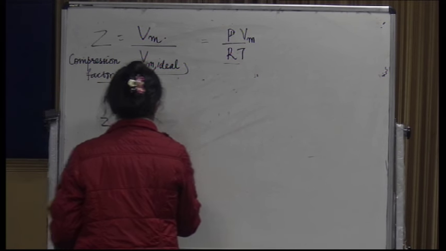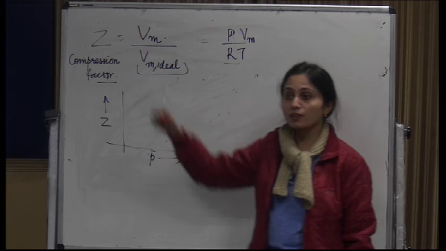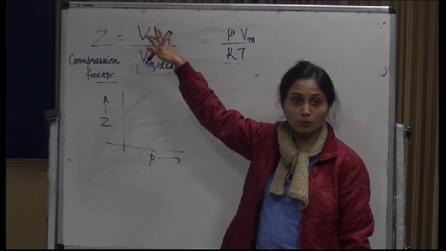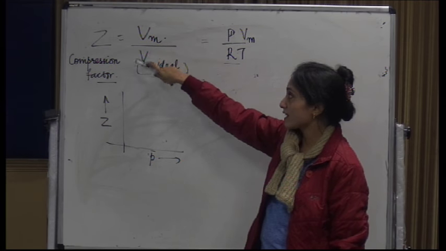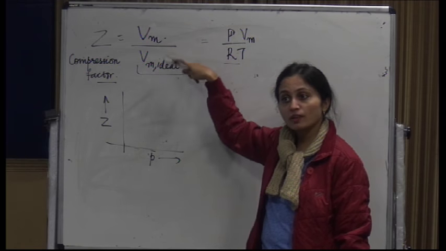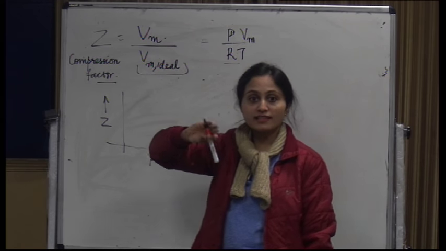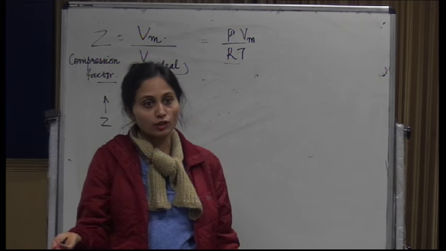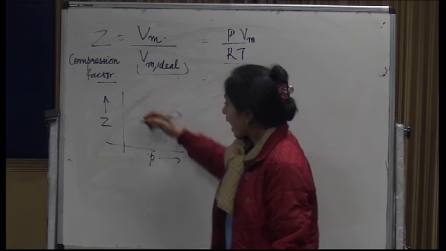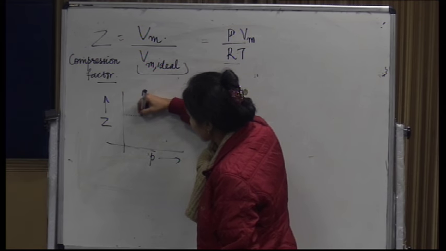Alright, if it was an ideal gas, look up onto the board. If it was an ideal gas, then your Vm by Vm ideal will be equal to 1, because in that case the observed volume will be equal to the Vm of ideal. So if I have to observe it, what does this plot stand for?